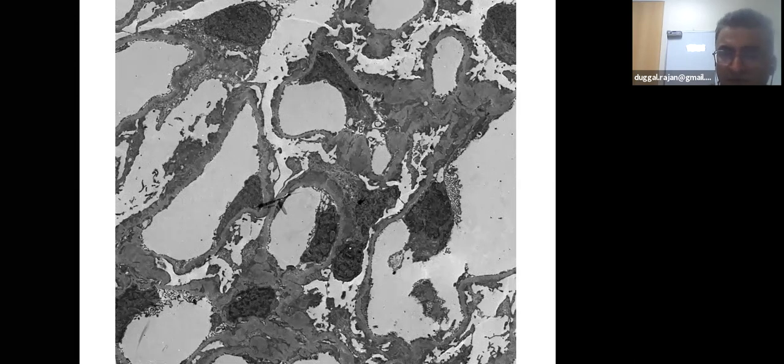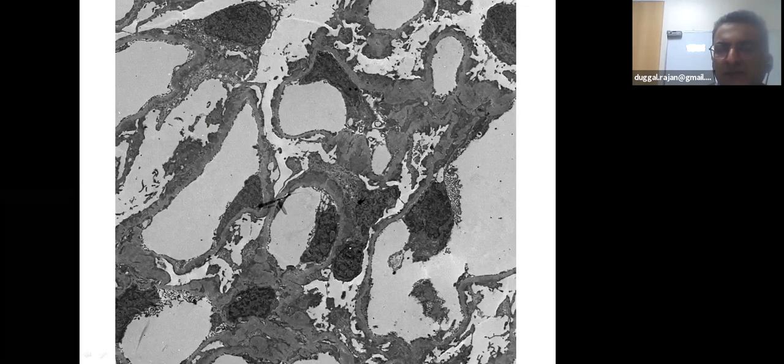But in this case also, I reviewed maybe 50 cases of class 5 lupus nephritis. Mesangial deposits were seen in only 5 cases. Tubuloreticular inclusions were seen in only 10 cases out of 50 cases.